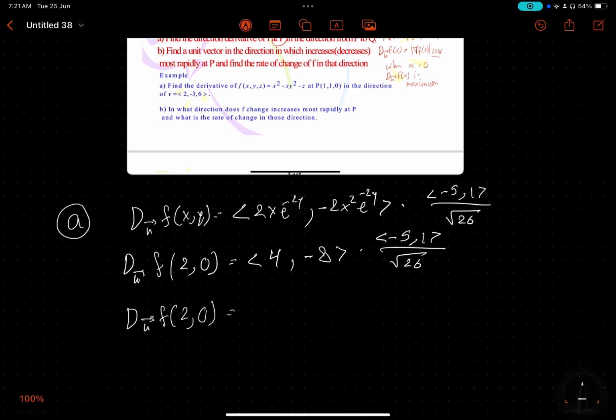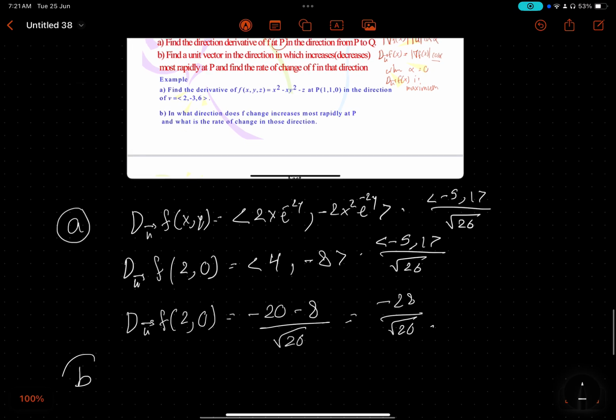This is 4 times 5 minus 5 is minus 20, minus 8, over square root 26. It is minus 28 over root 26. This is the value of it.